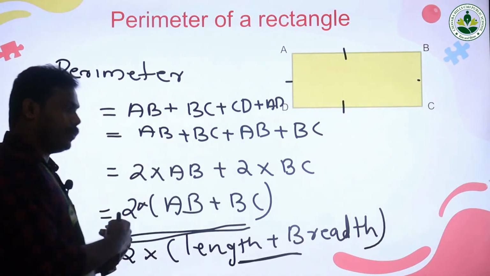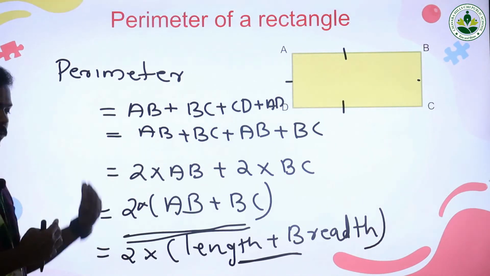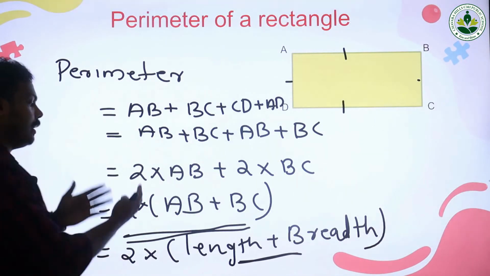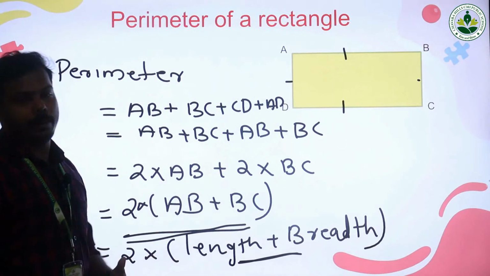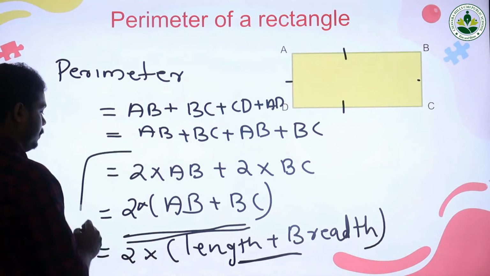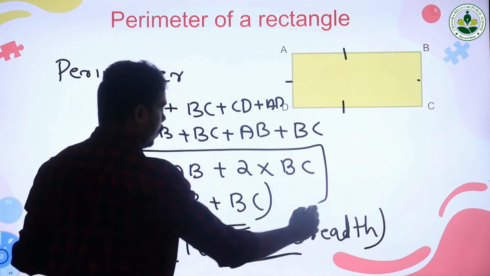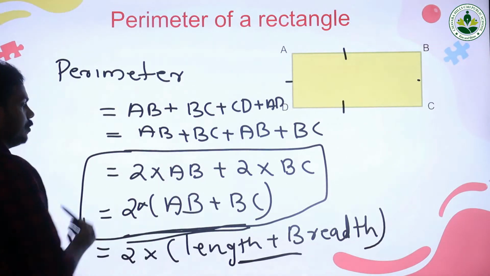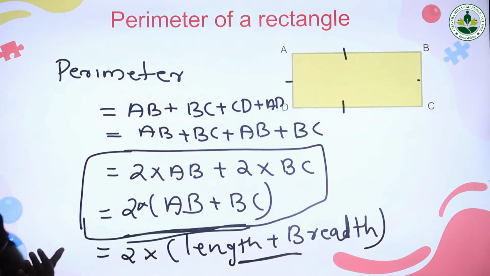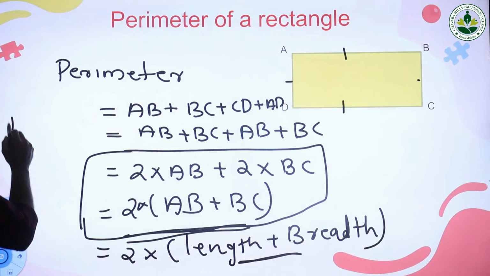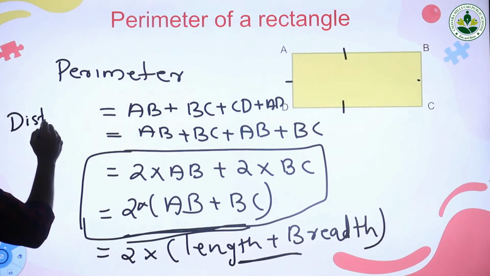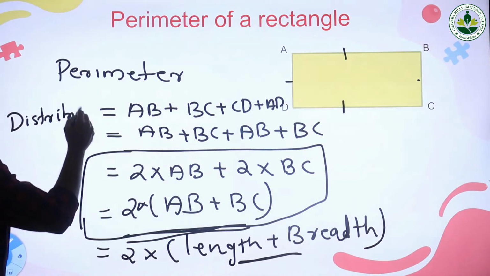Then I take the 2 outside. 2 is common, so we just take the 2 outside. That is 2 into AB plus BC. This step is called the distributive property.